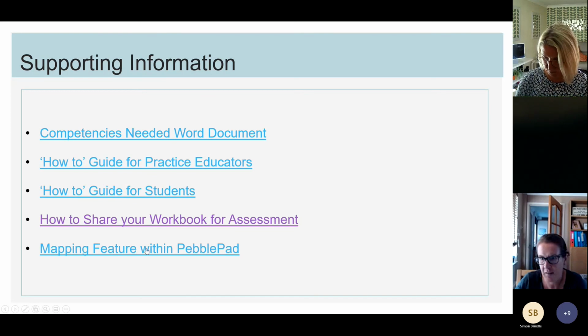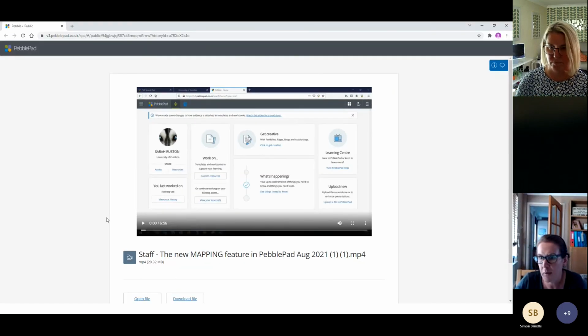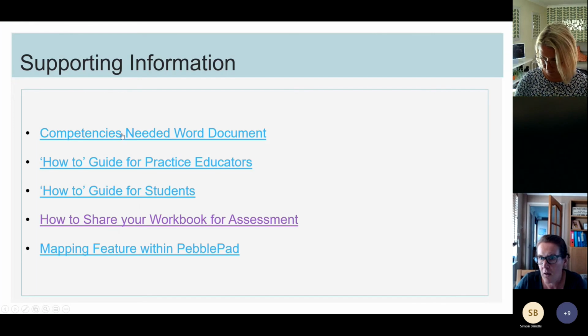There we go. So this is a little video. So when you click on that, this will bring up the video. You won't be able to hear the sound at the moment, but you would play this, and this shows you how to use that mapping function that I showed you a minute ago. Let's see if this is working now.